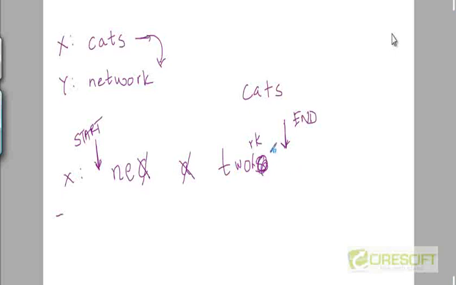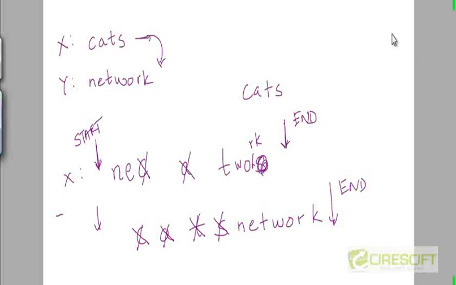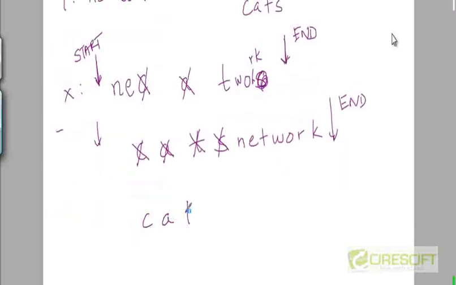This was just one possible way to change cats into network. There are other possible ways. One way was to start from the left, just delete c, delete a, delete t, delete s, and then add n, e, t, w, o, r, k, and then end. Okay, another possible way was, we start from the left and we just add n, e, t, w, o, r, k, and then we delete c, a, t, s, and then we end.